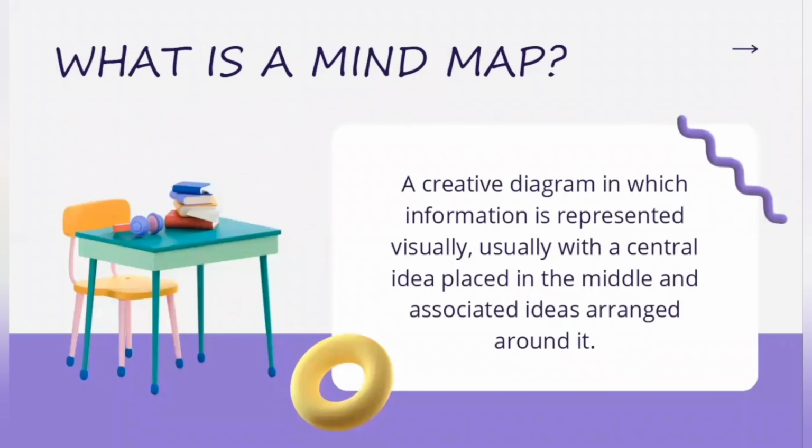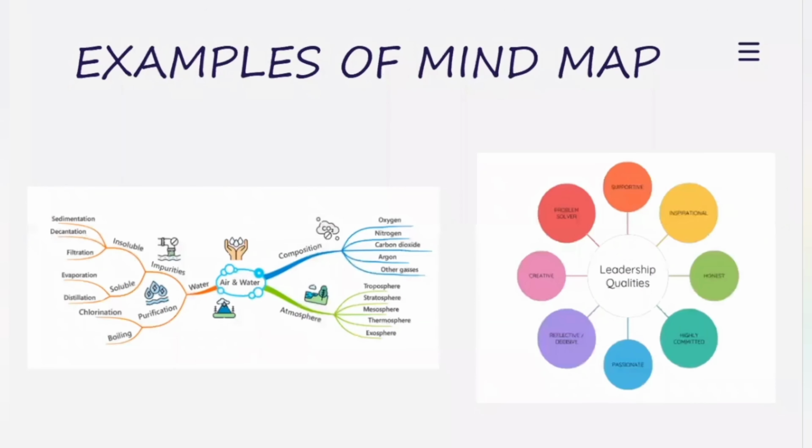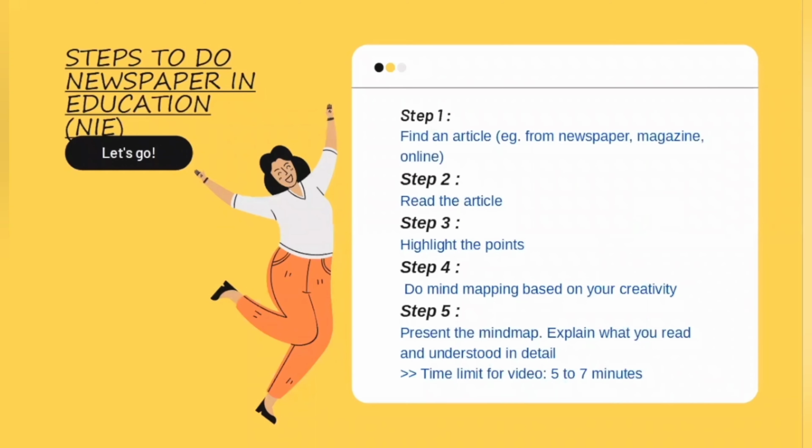So moving on to mind map. What is a mind map? A mind map is a creative diagram in which information is represented visually, usually with a central idea placed in the middle and the associated ideas arranged around it. These are examples of mind maps. As you can see here, the central idea is placed in the middle and the associated ideas are arranged around it.